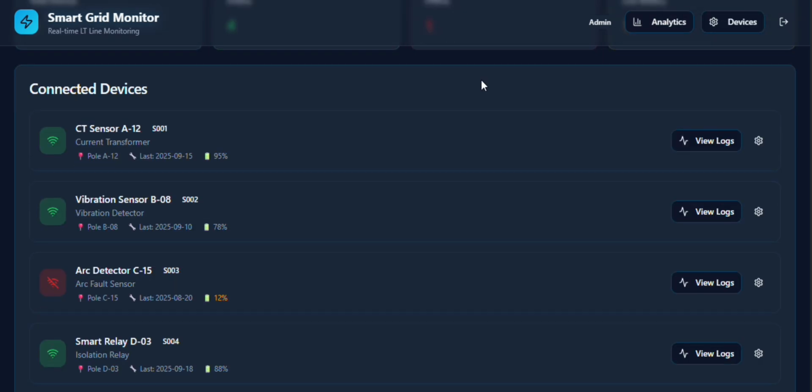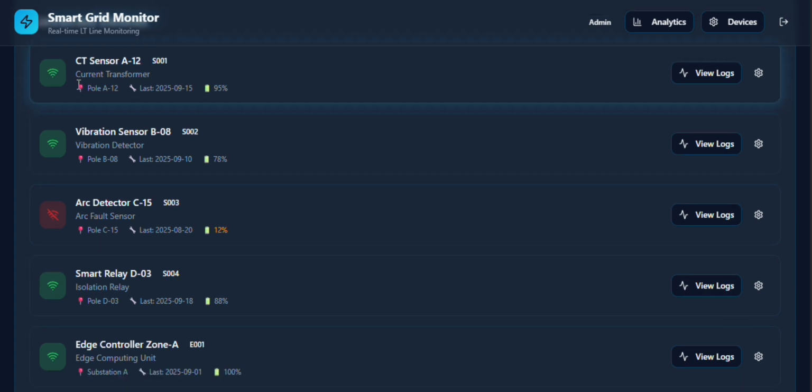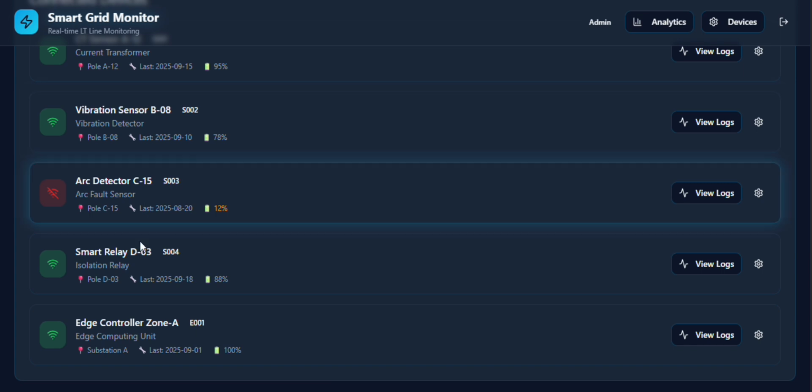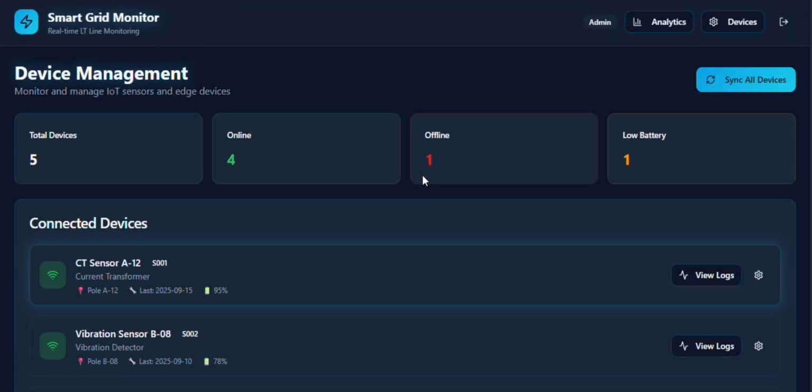Devices that we are using, these are all the sensors that we are using. CT sensor, that is a current transformer sensor, and its ID, its location is given, and the charging, the battery is given. Vibration sensors, arc sensor, arc detector, smart relay, and edge controller. These two are not sensors. These two are in the next step. Basically it detects, and edge controller gives the data. Smart relay is the switch. It basically detects the faults and isolates it. CT sensor and vibration sensors collect data, and arc detector also collects data.